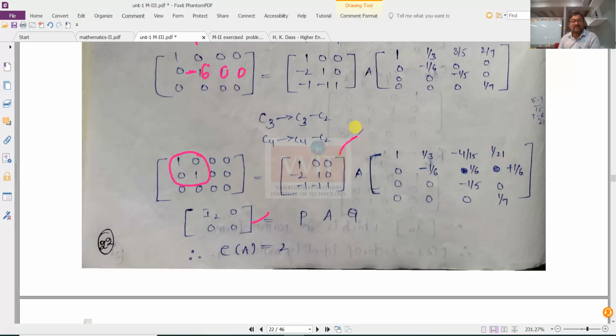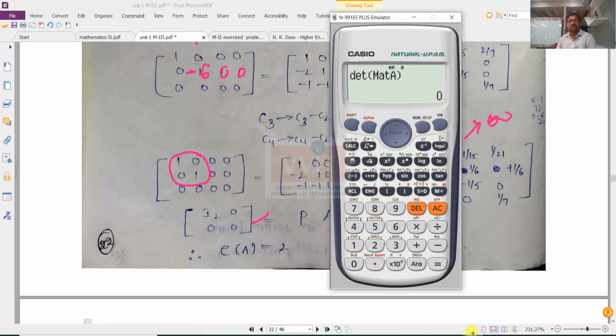Then the prefactor is taken as P and the post factor is taken as Q. So these two are non-singular. How can you say that they are non-singular? Simply, if you find the determinant of the matrix, the determinant should not be 0. Let us check here whether it is 0 or non-zero.